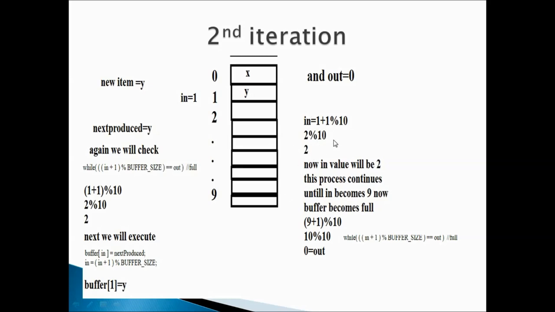So we will continue this process until the value of in becomes 9. Right? We have to continue until the in value becomes 9. When the in value becomes 9, you can see there it will be equal to out. When the in value becomes 9, 10 modulus 10 will be 0 and it will be equal to out, that is 0. That's why I can stop there. That means your buffer is full. Up to 9 your buffer will be capable of holding the values. Understood, guys?